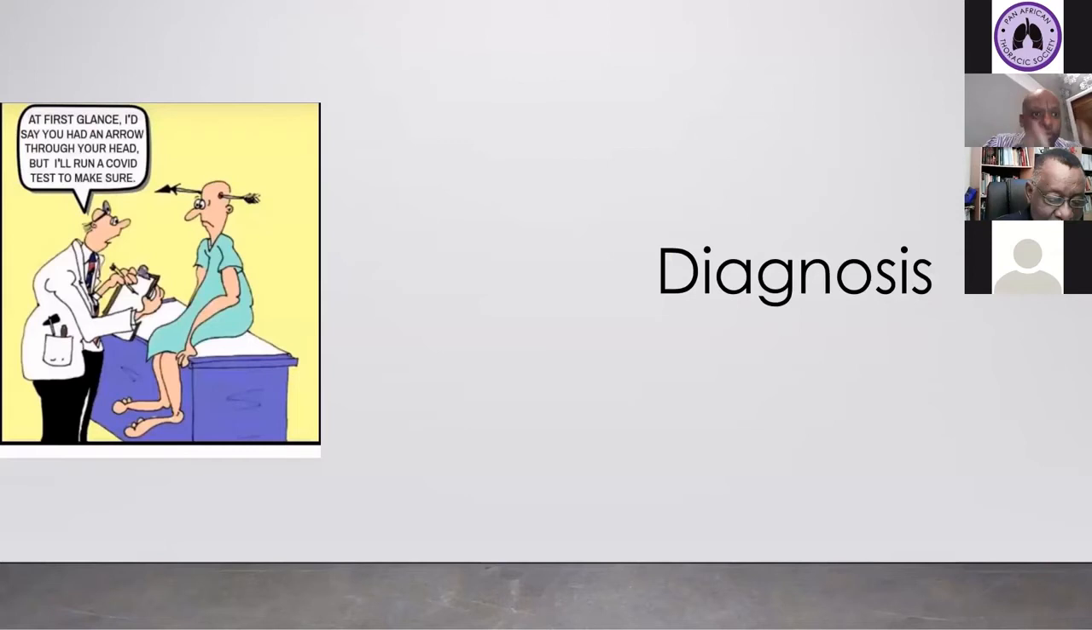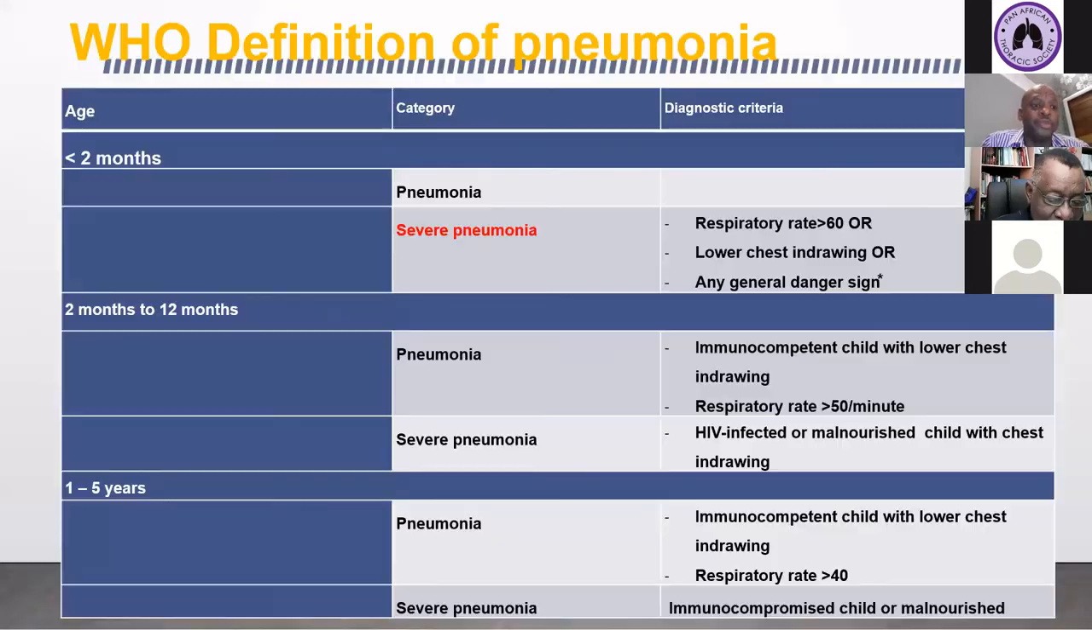Now, with everything happening, including COVID, when a patient presents to you, and this cartoon clearly describes that with an arrow on the head, you start thinking, maybe I should run a COVID test for you because it's more common, more prevalent now, instead of looking at what is looking at you.